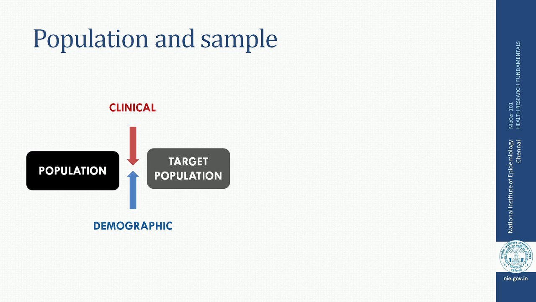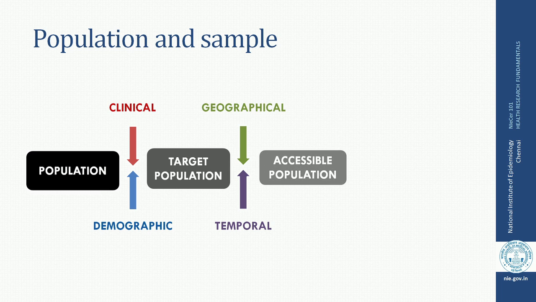So, your target population is determined by certain clinical and demographic characteristics. By applying certain geographical and temporal characteristics over the target population, what you derive is called the accessible population. So, from this accessible population, by taking a certain subset of it, what we derive is called the study sample. So, this is the process of deriving a study sample from the population.